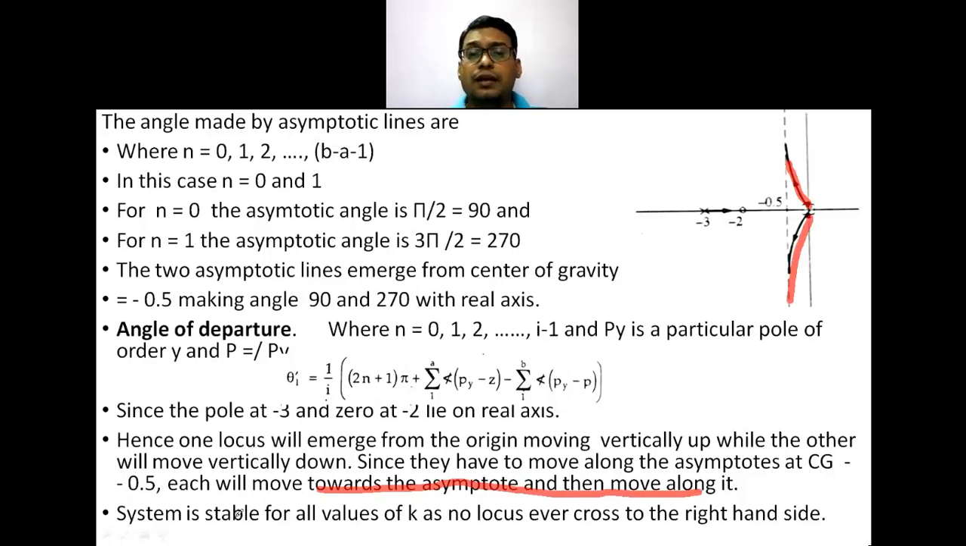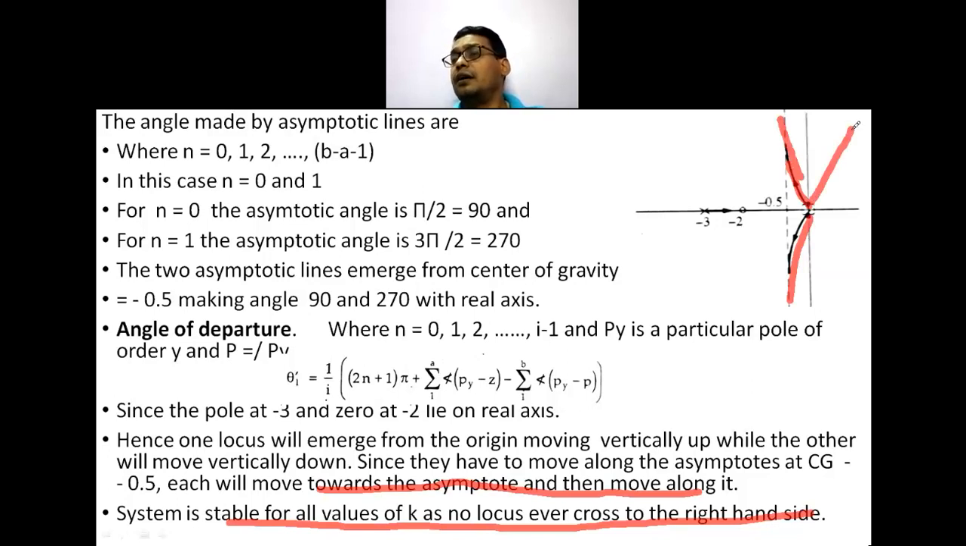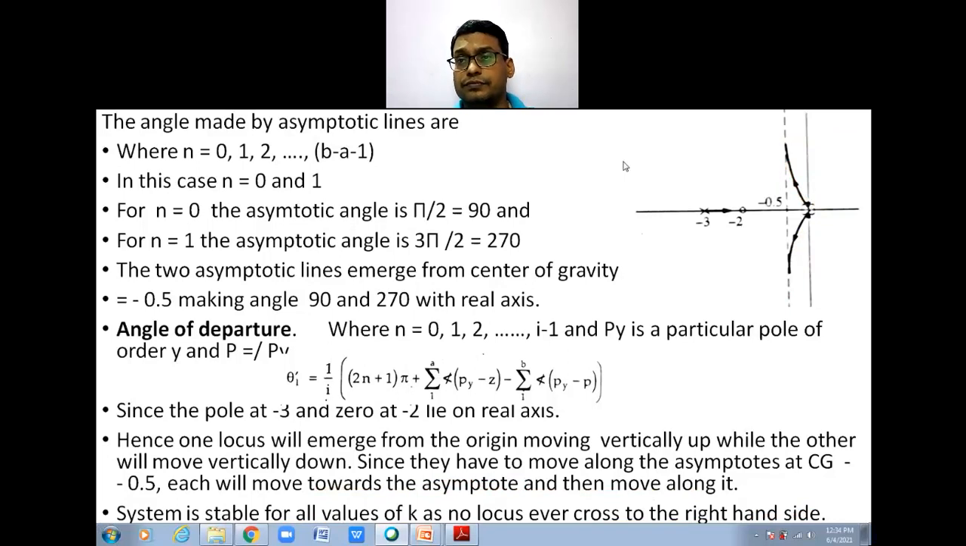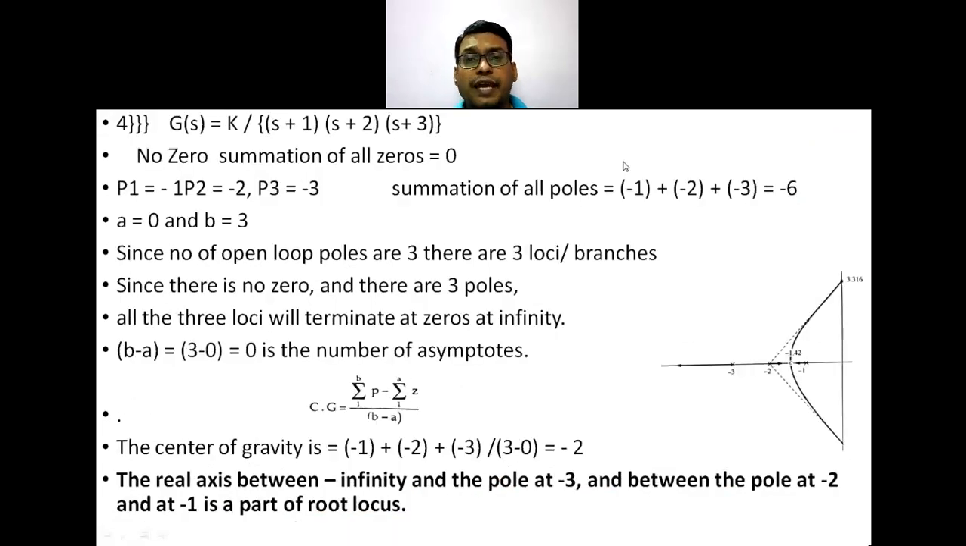Again, this system is stable for all values of k, as no locus crosses over to the right hand side. It moves towards the left hand side. If it had moved towards the right hand side, then the system would be unstable. Now the next problem.